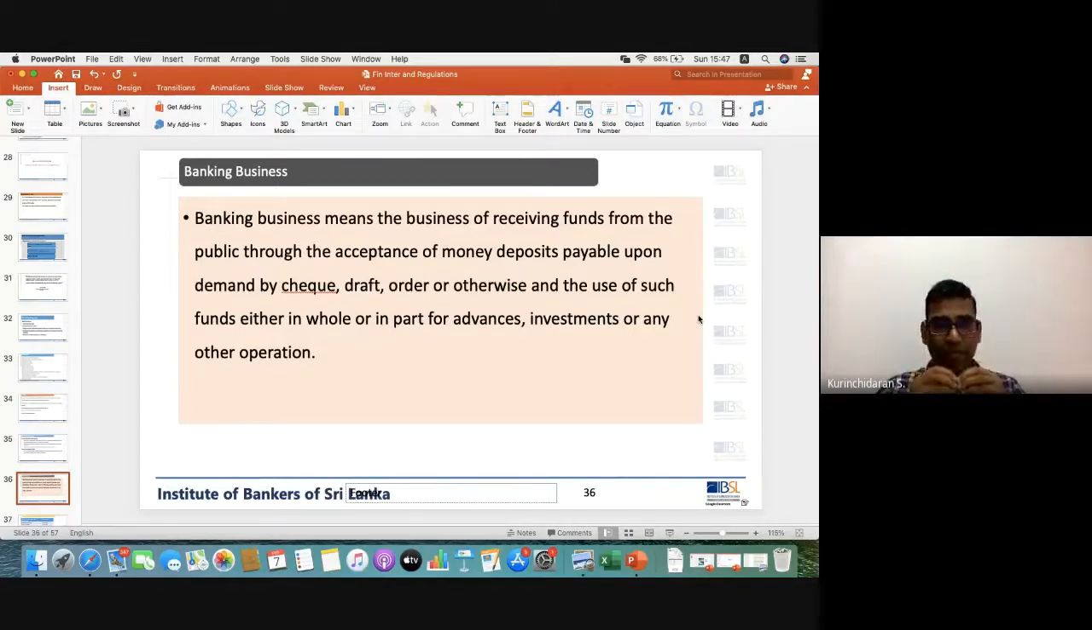So it clearly says banking business means accept deposits and lend as loans and advances or investment, right? This is the bank business. So you should always remember, without a license nobody can accept deposits, right? No entity, no business can accept deposits without a banking license, because accepting deposits and lending is a banking business. If anybody wants to do this business, they have to get the license first.